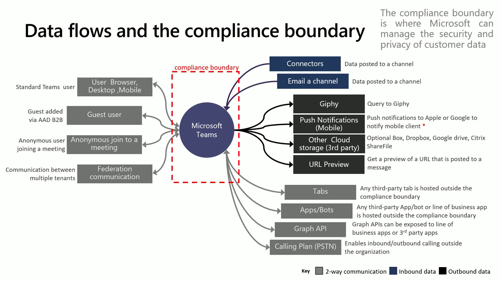With Giphy, we query Giphy, and clearly as you type a query, Giphy sees those query strings, which is why we allow you to turn it off. Push notifications and other cloud storage, URL preview, obviously, that's information sent from Teams out to the cloud. Things like tabs and bots and the Graph API and calling, those are bidirectional. Information goes back and forth. Makes sense. Just like a tab in your browser, similar idea.